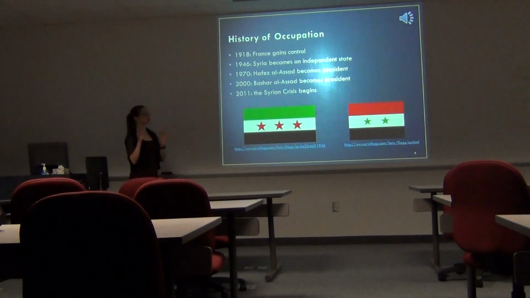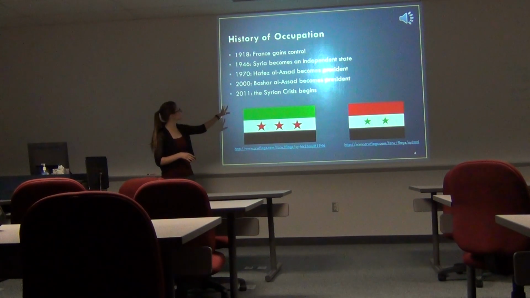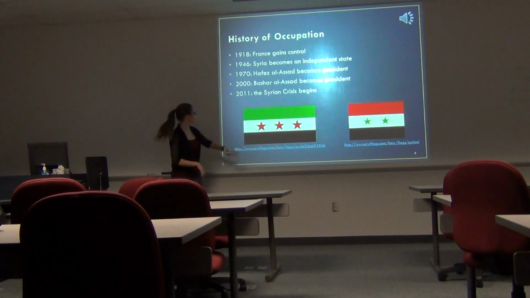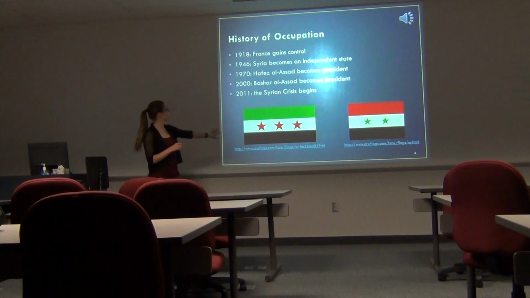Okay, so history of occupation. Syria has a long history of occupation, but we're only going to go back as far as 1918. Just after, in 1918, Britain and the Arab troops gained control of Syria from the Ottoman Empire, from the French. And at that point, this is the flag that flew. This is the flag of the French occupation in Syria. Just keep that in mind as we go through this.